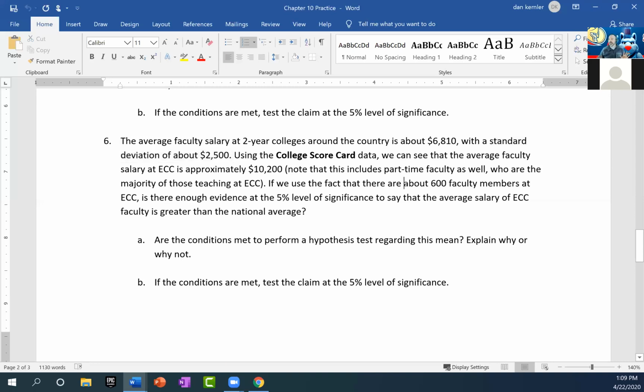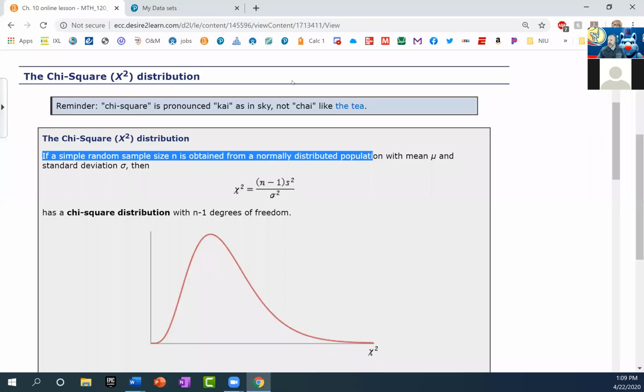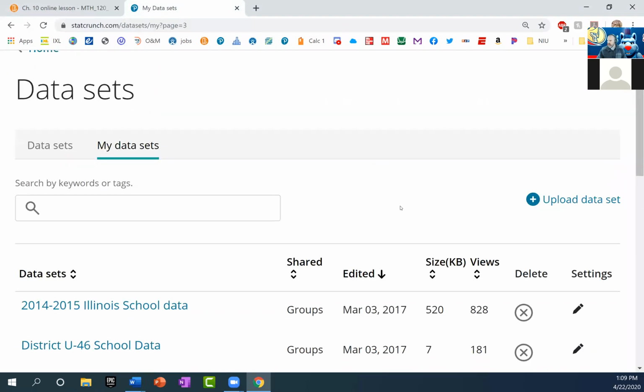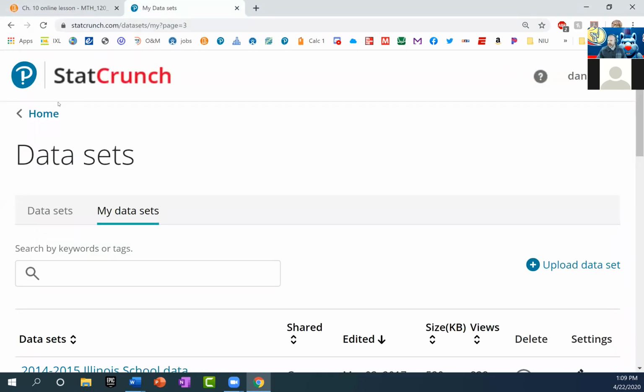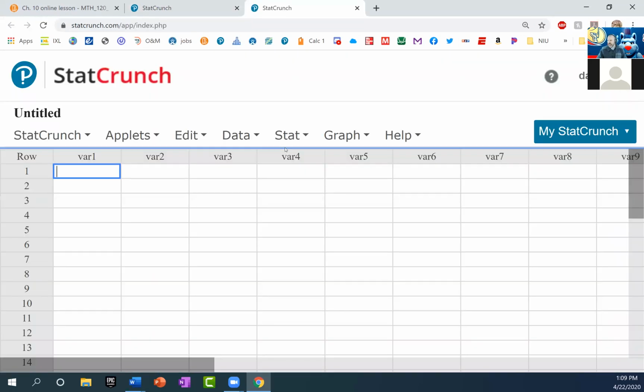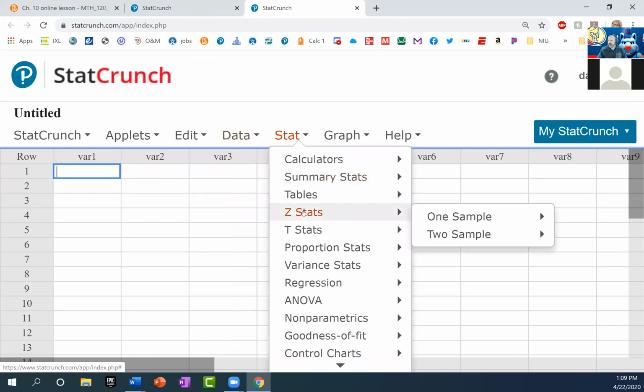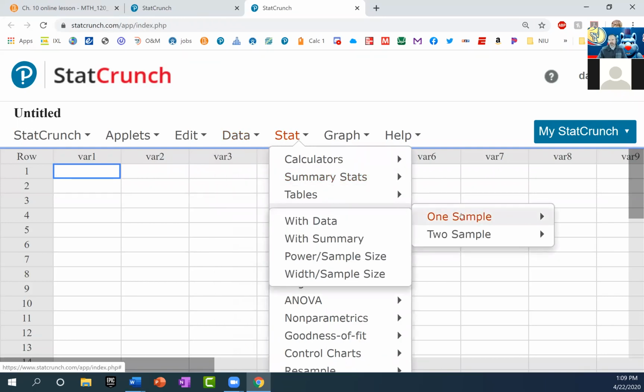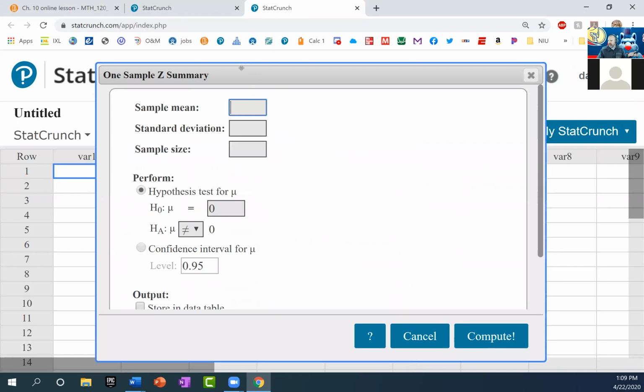The other thing we could do is say, we don't have a sample standard deviation. Let's use that 2,500 as our sample standard deviation. So let's try that. I don't need to open the data set. I'm just going to open StatCrunch. And let's try both. We don't use the z-stat a lot. We talked about this because with the z-stat you have to know the population standard deviation, which you usually do not. So we're going to do it with summary.